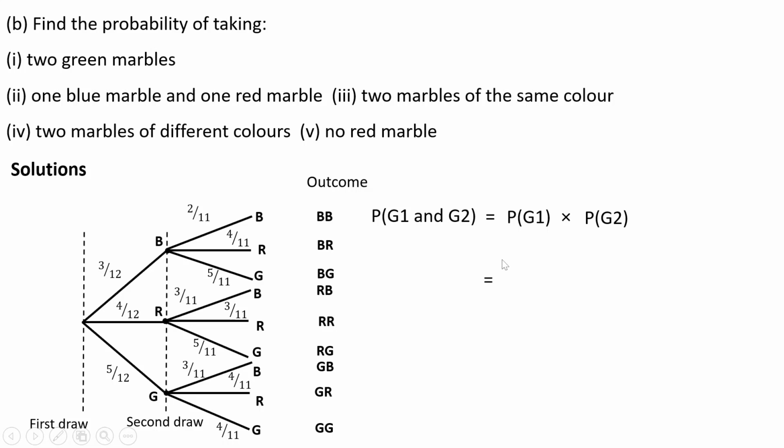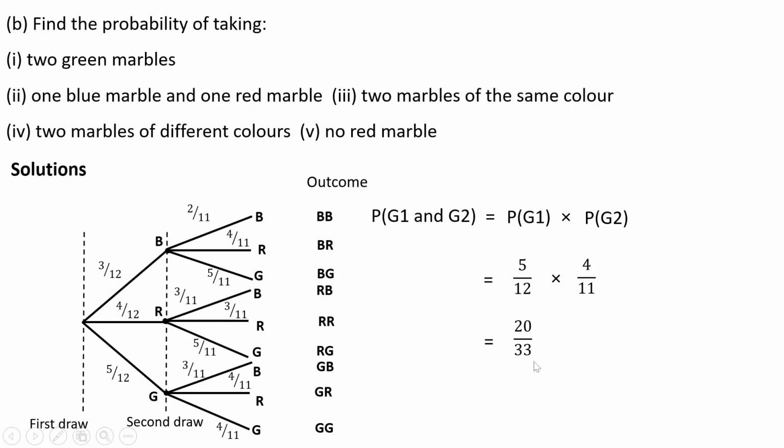Now we substitute. The probability that on the first pick or draw the ball was green is here, so you put 5 over 12, times the probability that on the second pick the ball was green, which is here. So you put 4 over 11. Then you multiply: 5 times 4 gives 20, then 12 times 11 gives 132. So you get 20 over 132.